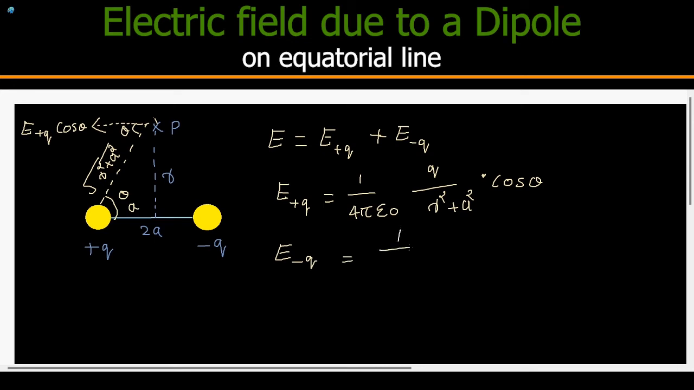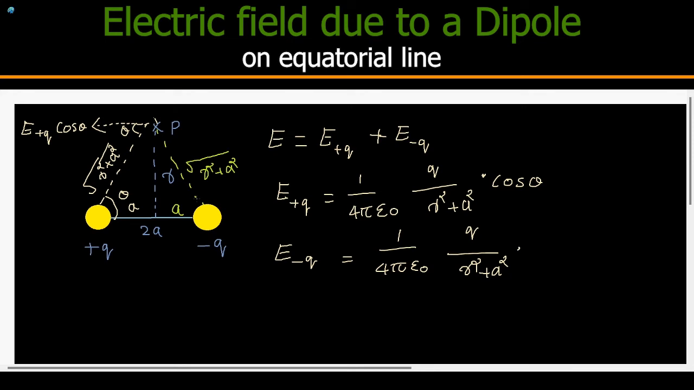It will be 1 by 4 pi epsilon 0 times Q divided by the distance square. The distance between minus Q and P is this, and the distance from the center of the dipole to minus Q is a, and the distance from the center of the dipole to point P is r. So definitely this side will be root of r square plus a square, same as in the previous case. So we can write the distance square as r square plus a square.